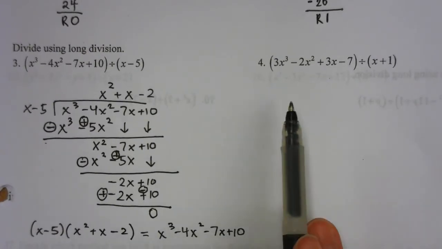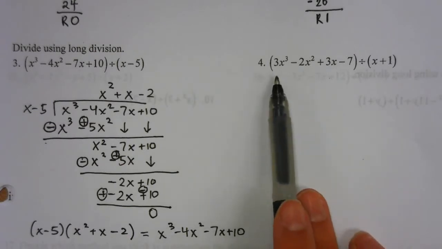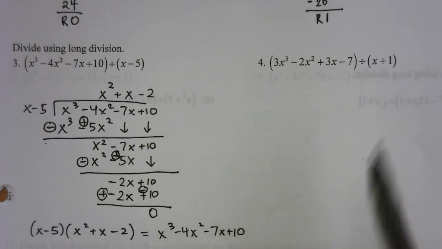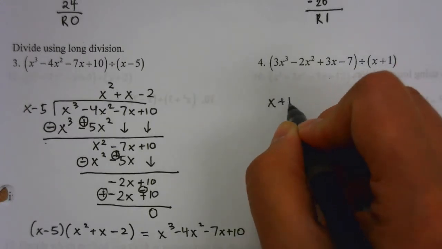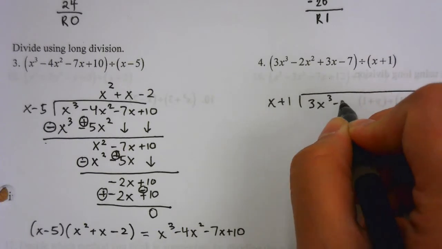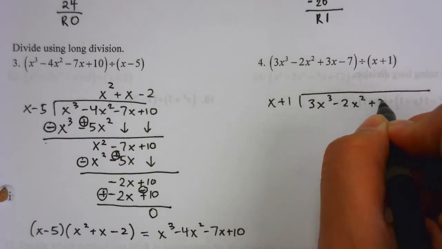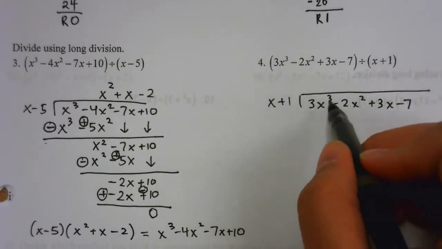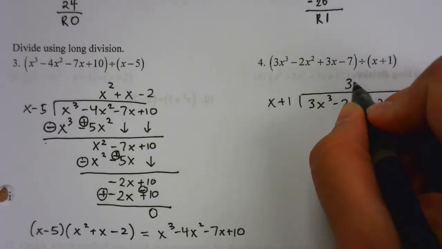Oops. On number 4, it is the same idea. I have 3x cubed minus 2x squared plus 3x minus 7 divided by x plus 1. X plus 1 goes out in front. I have 3x cubed minus 2x squared plus 3x minus 7. What times x gets me 3x cubed? That's going to be a 3x squared.